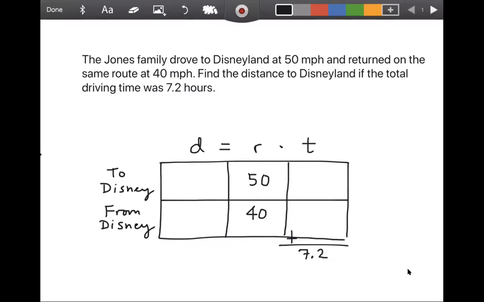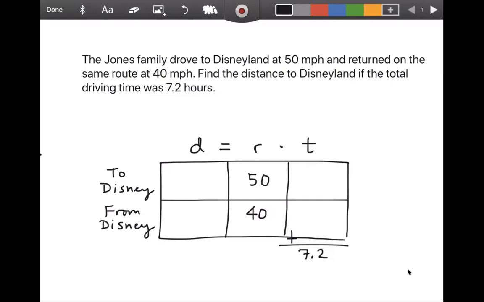Sometimes students will tell me when we do this problem in class, oh, then that means the trip there and the trip back both took 3.6 hours, right? Half of 7.2. But do you see the problem with that? If they were driving different rates, specifically if they drove faster to Disneyland, then they didn't spend as much time driving to Disneyland, because they got there faster.